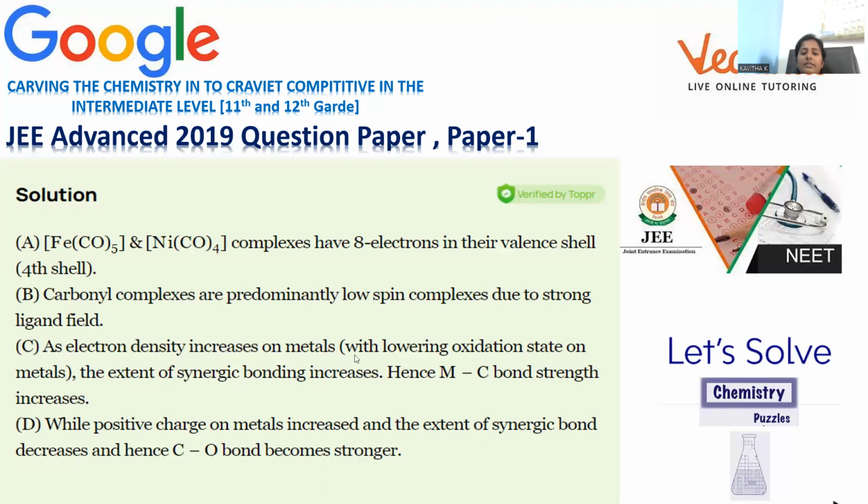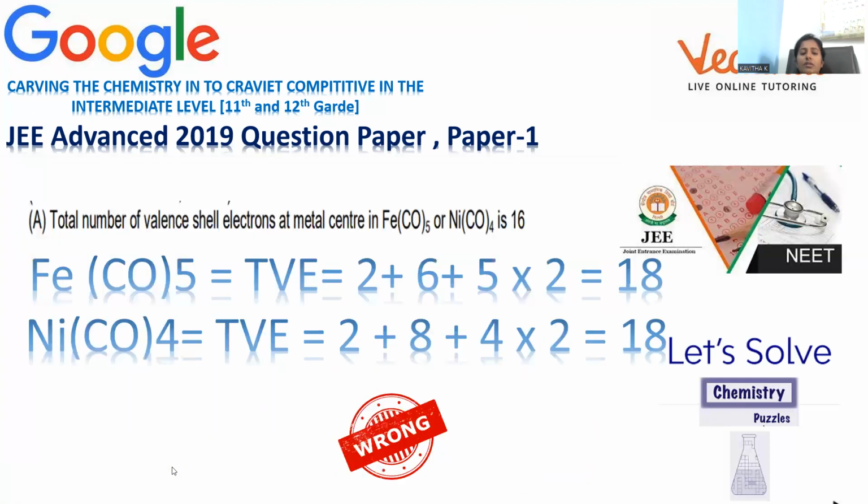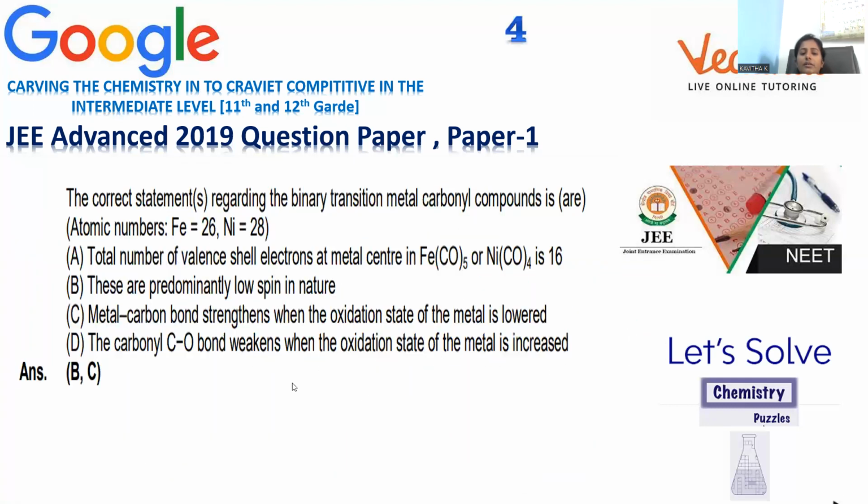As the electron density increases on the metal with the lowering oxidation state, the extent of synergic bonding increases and the metal carbon bond strength increases, right? So as electron density increases on the metal, metal carbon bond strength also increases. So the lower the oxidation state, the greater the strength of the metal carbon bond. While the positive charge on the metal increases, the extent of synergic bonding decreases and the carbon oxygen bond becomes stronger, not weaker. So what D says is not correct. Weaker is the wrong one. So B, C are the correct answers.